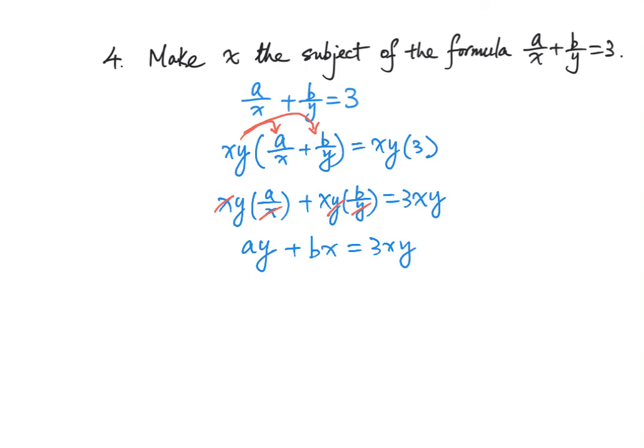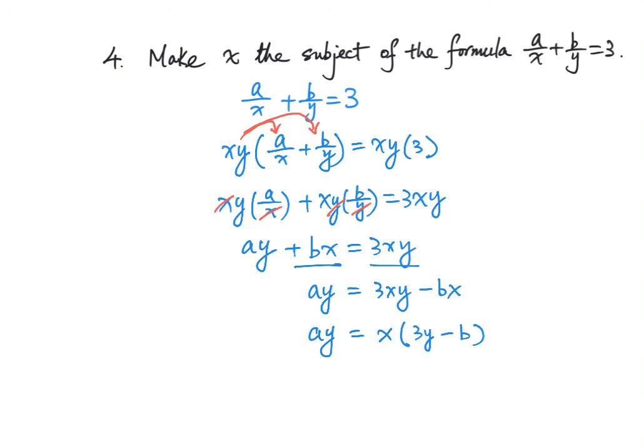Now, the second term bx and on the right hand side 3xy, they both contain the subject x, so we need to group them on one side. So I keep 3xy on the right hand side, move bx to the right, change sign, change operation. So become negative bx, so ay is left. Now, there are more than one term containing the subject x, so we should do taking out common factor x. So the first term 3y is left, and the second term negative b is left. So left hand side just ay.